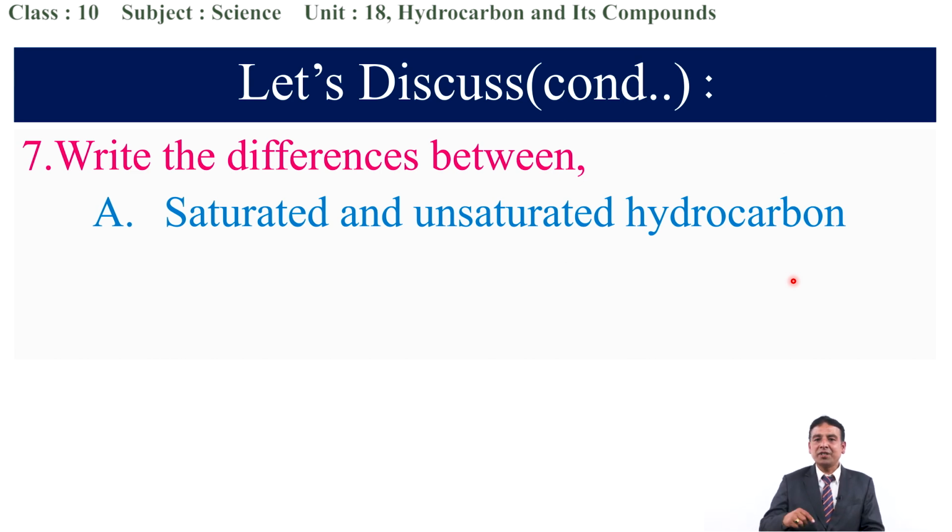In contrast to this, you have to write the definition of unsaturated, like the hydrocarbons which have double or triple bonds. They may add other species like hydrogen as well as halogens and other species. Such types of hydrocarbons are called unsaturated hydrocarbons. And you can give some examples also.